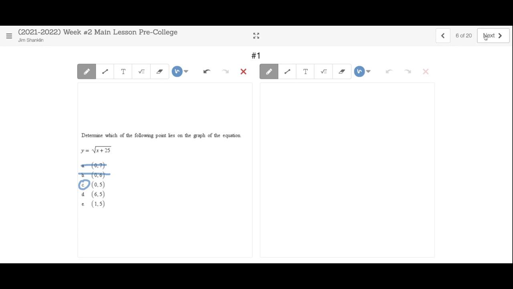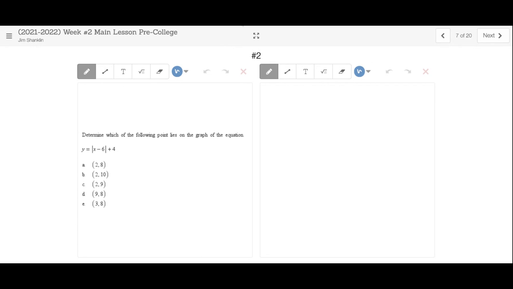All right, let's go to slide number 7. This is practice problem number 2. Very similar to number 1. It says determine which of the following points lies on the graph of the equation. Okay, so Jacob, which one do you think is correct?